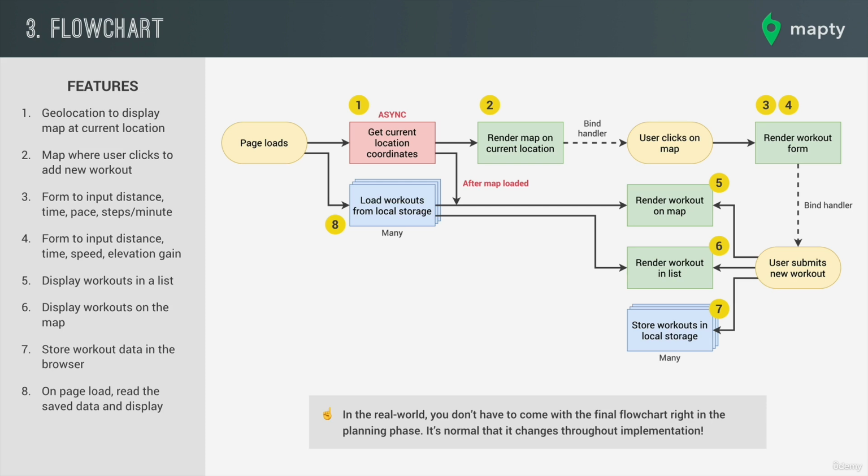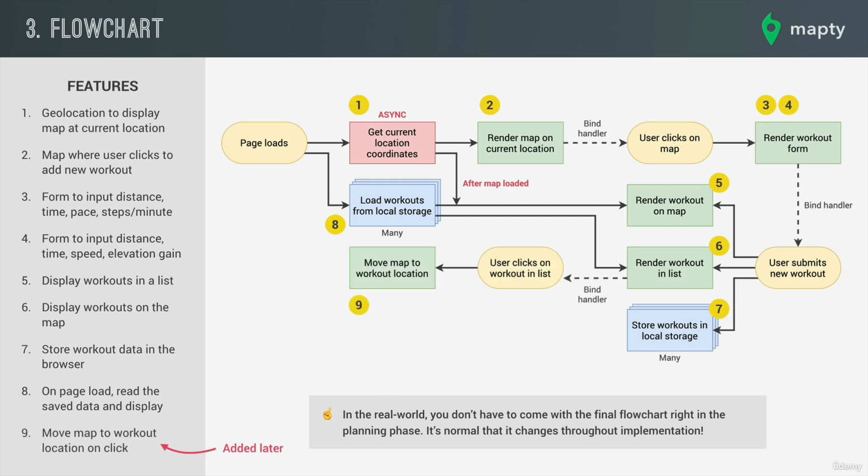So that red box up there means that it is an operation that takes some time, and only after it's completed can the rest of the operations that depend on it be executed. And finally, there is another feature that I didn't mention in the last slide, but which is a nice addition to the way the application works. And that is to simply move the map to the workout location whenever we click on one of the workouts in the list. And so here in the flowchart, that is also pretty easy to represent.